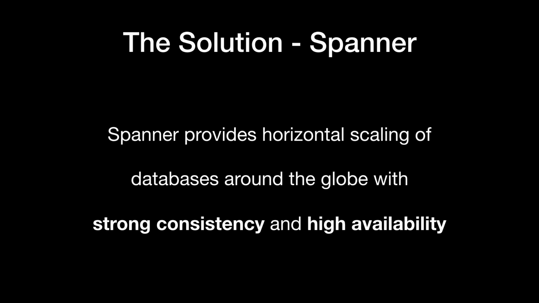And this is the key idea of this talk, and if you remember nothing else, it should be this sentence right here, that Google Spanner provides horizontal scaling of databases around the globe with strong consistency and high availability. And we'll talk about what consistency and availability mean momentarily. For now, just know that they're good things that we want in our distributed systems. So let's talk about Spanner's implementation now.